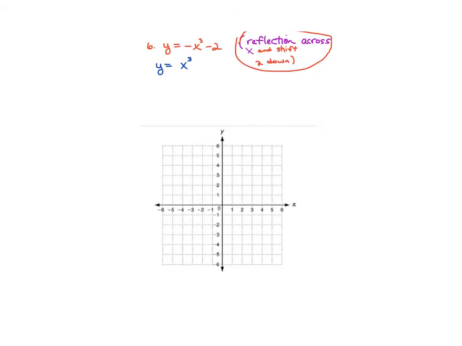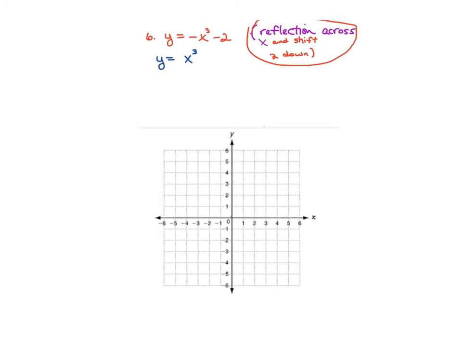The next example is the graph of x cubed. So we will first graph the original, and then we're going to not only reflect it across the x-axis, we're also going to shift it down 2 units. So for my original, I'm going to graph the ordered pairs 0, 0, 1, 1, and then -1, -1. So again, we don't want to make a straight line when we connect them. It'll go up like this for the original and then down.